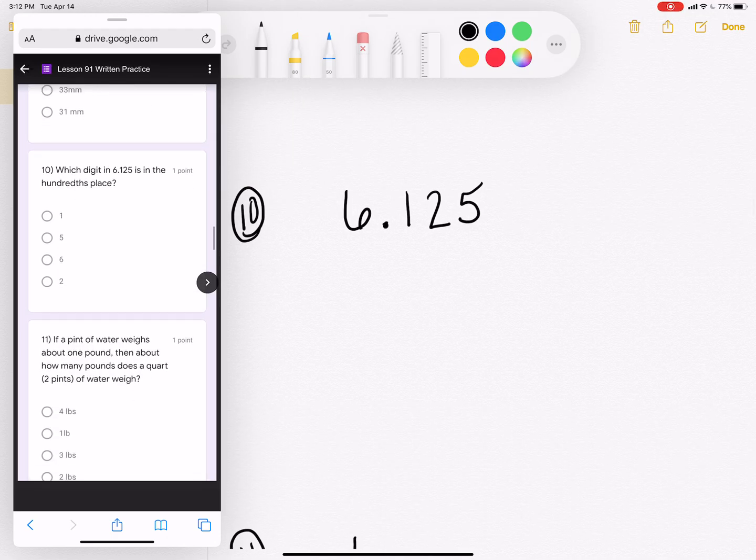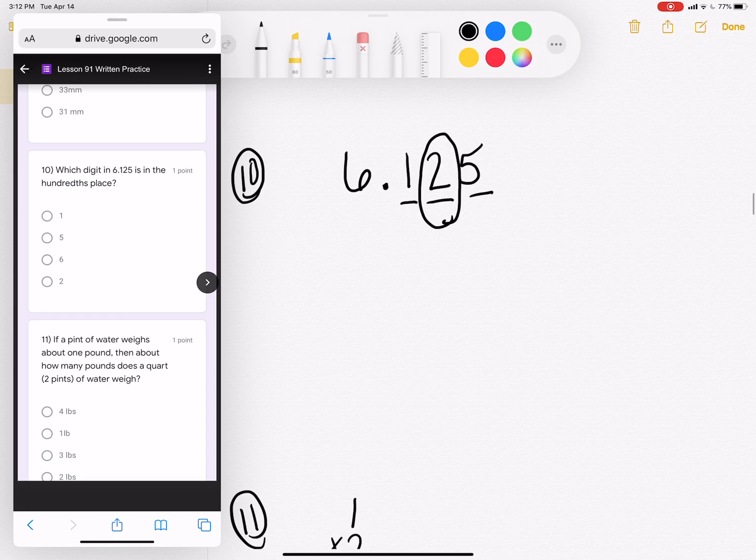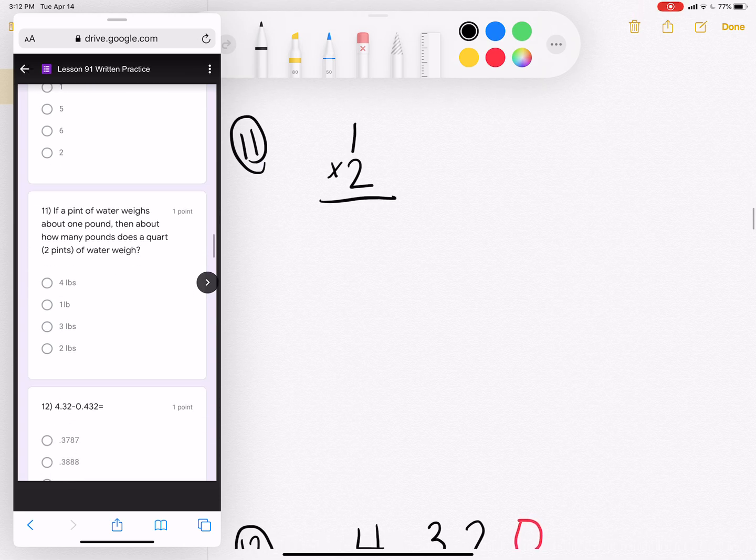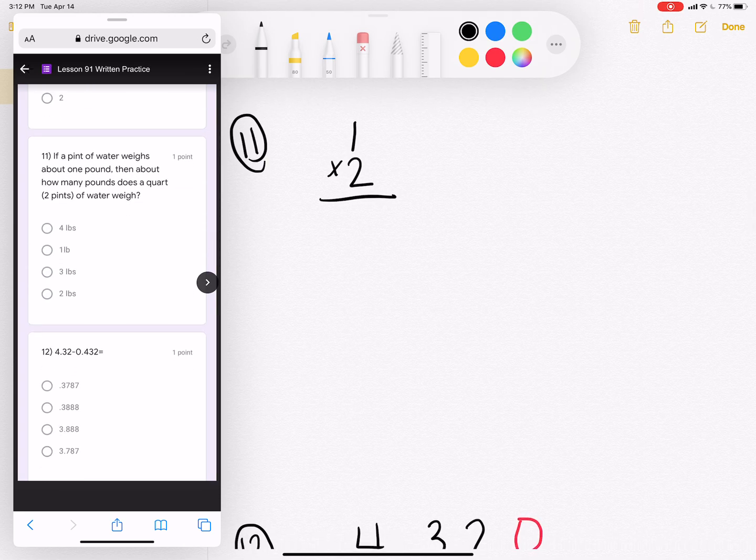Number 10. Which digit in 6 and 125 thousandths is in the hundredths place? So we know tenths, hundredths, thousandths. 2 is in the hundredths place. Number 11. If a pint of water weighs about 1 pound, then about how many pounds does a quart, which is 2 pints of water, weigh? So we have 1 pound times 2 pints, and that gives us 2 pounds for 2 pints on number 11.